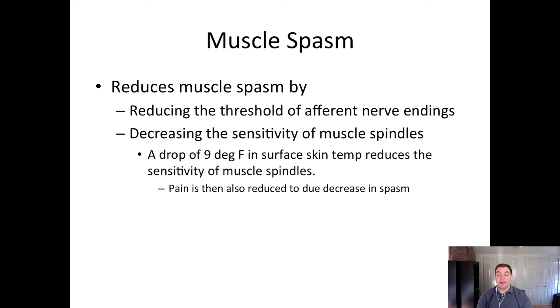Muscle spasm. I've had muscle spasms myself. Most people have had muscle spasms, right? Cold reduces muscle spasms by reducing the number of afferent nerve endings, afferent to the spinal cord, central nervous system. It decreases the sensitivity of muscle spindles. So a drop of about 9 degrees Fahrenheit reduces the sensitivity of muscle spindles. Therefore, pain can also be reduced to decrease spasm.